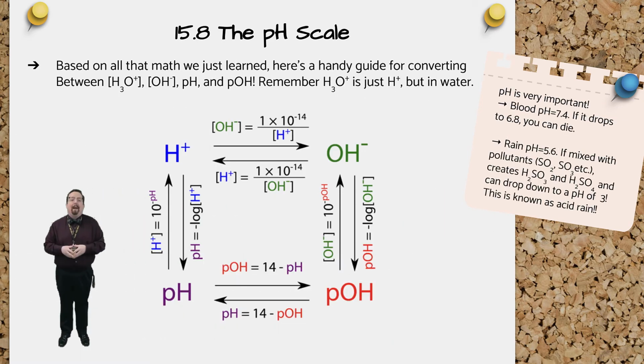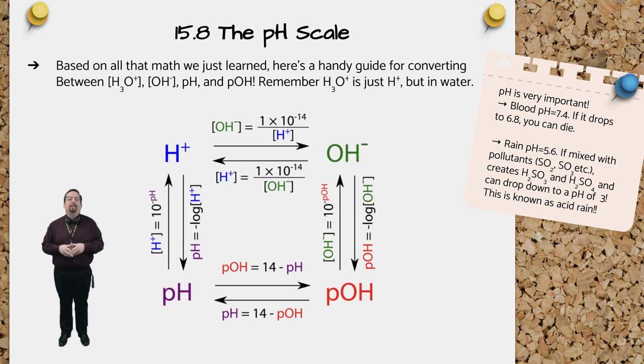To sum up all of that math we just learned, here's a handy chart that'll help you convert between the hydronium or H plus concentration, the hydroxide concentration, the pH, and the pOH. Just follow the arrows to get from one point to another and complete those calculations as stated. pH is a very important concept.